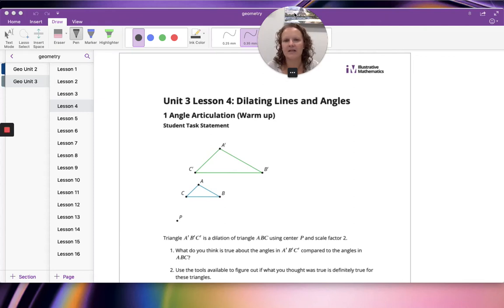Hey, we are in Unit 3, Lesson 4. We're still talking about similar shapes, similar dilations, essentially. So we spent last lesson talking about dilating lines. Let's talk a little bit about angles today.